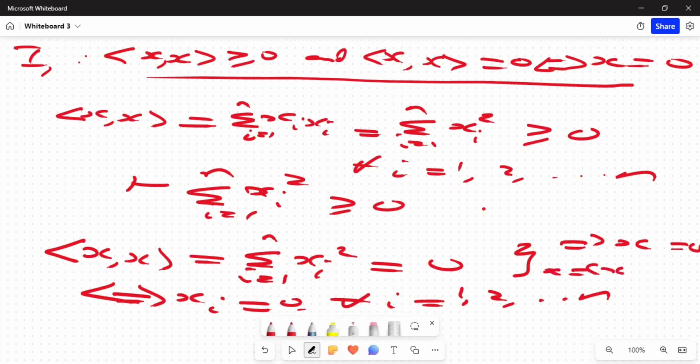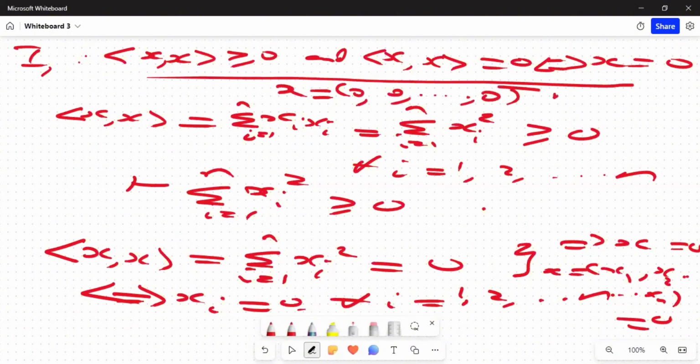Don't forget that x is in Rn, which is x1, x2, x3, up to xn. All of them are 0, is it not? In other words, your x will look like 0, 0, up to 0, an n-tuple of 0. So that's how your x looks like. That will be equal to this. So that's that example. We are going to look for more examples.